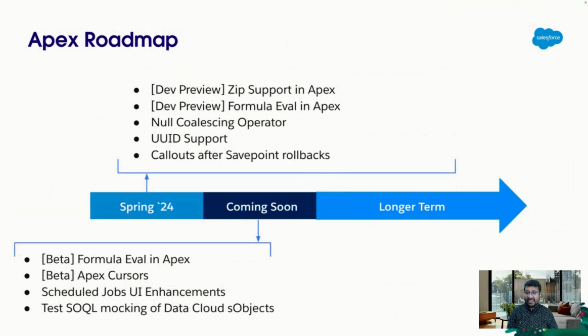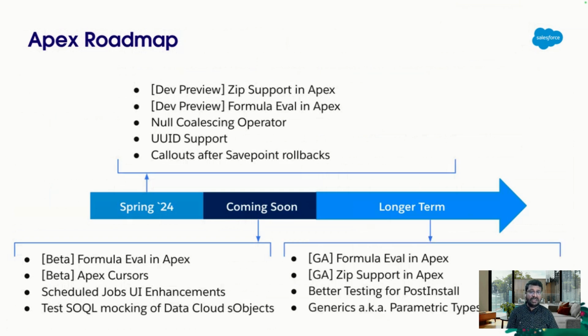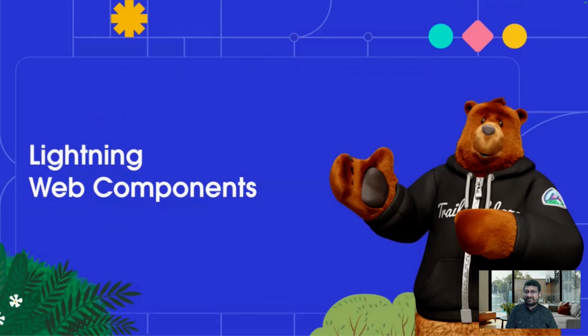Now, what's coming? Most of the things which are in developer preview at the moment will be in beta in your upcoming release. And then in the longer term, we'll also be providing something called generics, where you can define parametric types and use those parametric types to work with generic objects. So this is the roadmap. Maybe you can take a screenshot, or maybe you can take a screenshot later also, because this will be available in the same live session link where you are watching this at the moment.